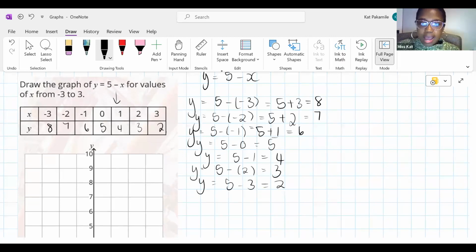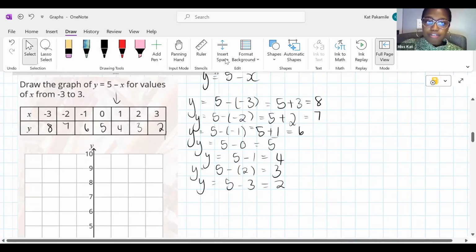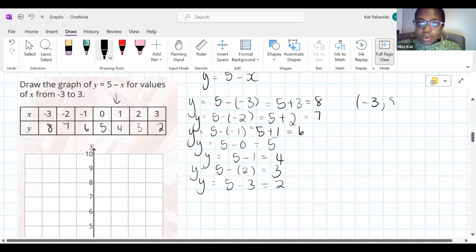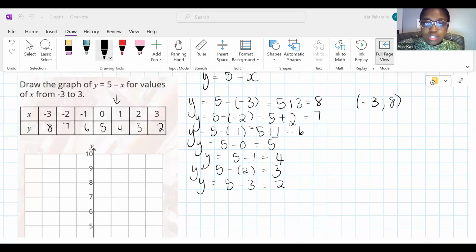Okay, so now we have to get coordinates from these points that we have filled in. I'm going to write down the coordinates of the first one. If the input, which is the x, is -3, then my y coordinate is 8, your output. So tell me, what are the coordinates of the rest of them? Give me the coordinates of the rest of them in the chat. Oh, someone raised their hand. They want to do it with me.